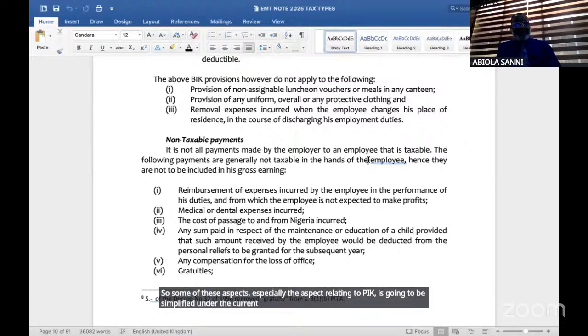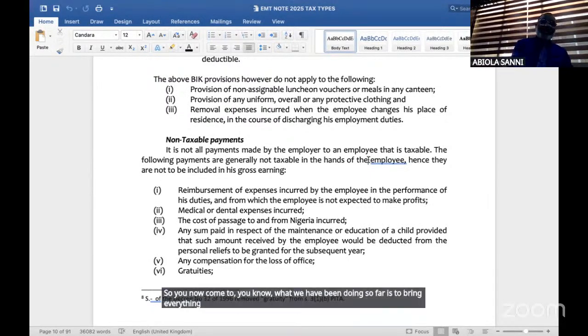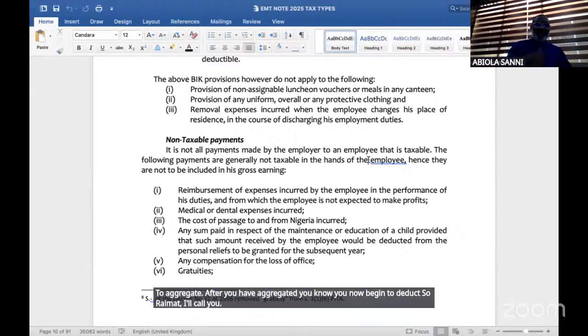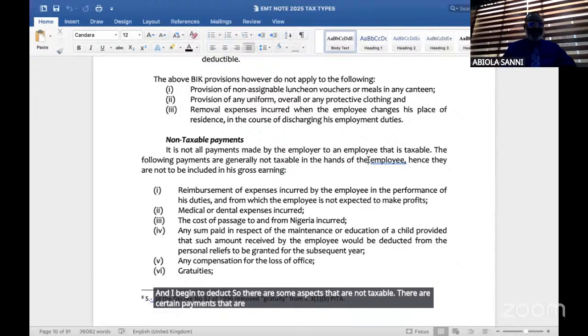So what we have been doing so far is to bring everything into the bucket, to aggregate. After you have aggregated, you now begin to deduct. So Raimat, I'll call you. You now begin to deduct. There are some aspects that are not taxable, certain payments that are not taxable. Let's quickly go through them.